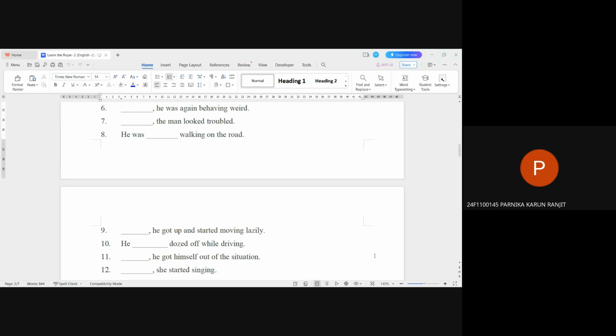Can we say simply? Simply, he got up and started moving. See? No, I don't think it'll work. Stupidly is better, I think. Yeah, stupidly may go. It's okay.